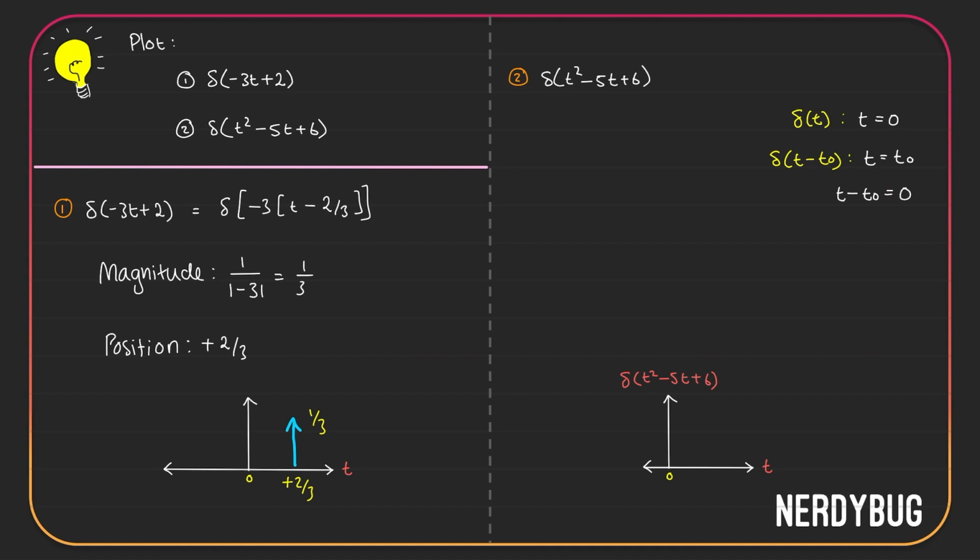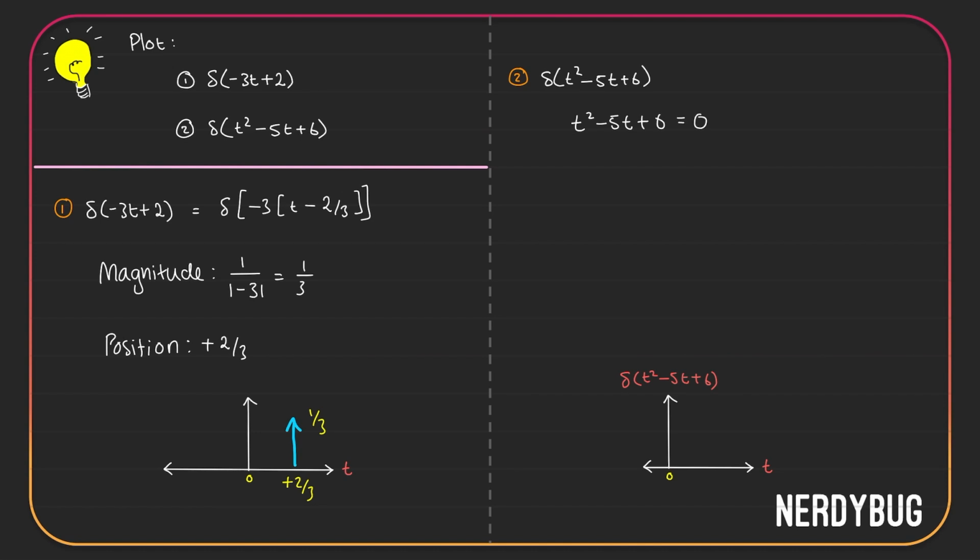Now, let's take the previous example. We had something like delta of t minus 2 by 3 there. Where do you get this? You get this wherever t minus 2 by 3 is 0, or t is equal to 2 by 3. So the idea is you get the delta function at the values of t where whatever is inside the bracket becomes 0. So over here, to find the position, all you have to find out is the values of t for which t square minus 5t plus 6 will be equal to 0.